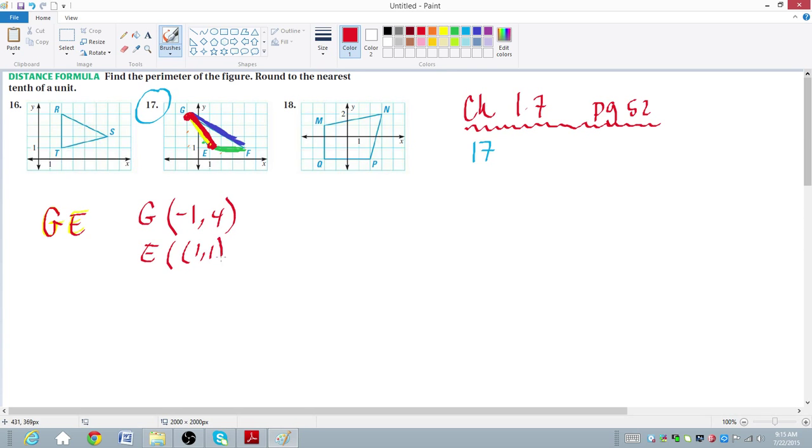Now use the distance formula. Remember how to plug into the distance formula? It's x2 minus x1 squared plus y2 minus y1 squared, and you take the square root of it. I'm not going to write the distance formula out; you should know it by heart, hopefully by now. I'm just going to begin with x2 minus x1. Well, x2 is 1 and x1 is -1. So 1 minus -1 squared plus y2 minus y1 squared. So y2 is 1 minus 4 squared.